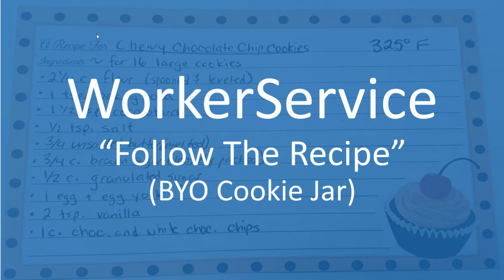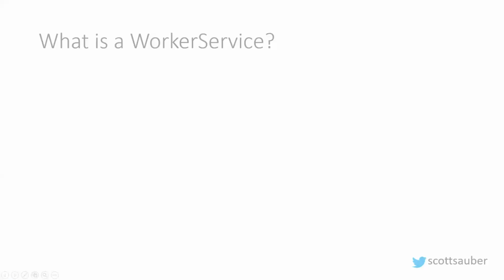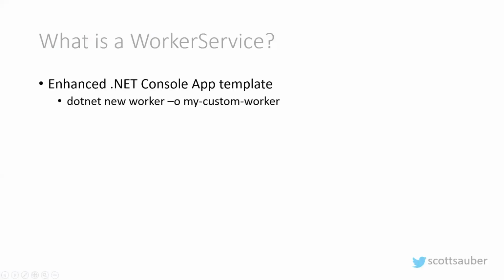Cool. So we're going to talk about worker services now. This is very similar to background services. If we continue this cookie analogy, you follow the recipe, but it's a bring-your-own-cookie-jar situation. The cookie jar is where you're hosting that code, and you're not hosting it inside of an ASP.NET Core app. So what is a worker service?